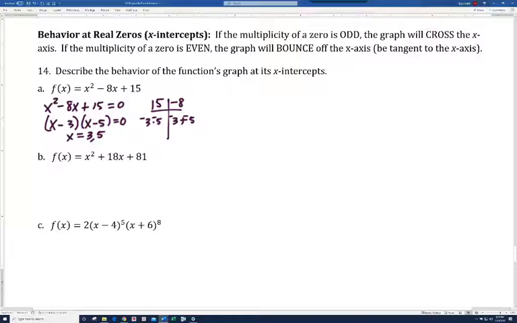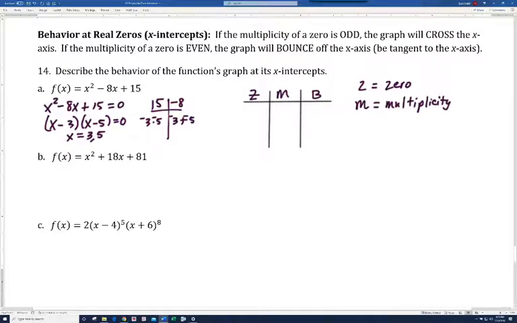So we're going to now make what I call a ZMB chart. Just let me tell you what each of these means. Z is for zero, M is for multiplicity, and B is for behavior. What's the behavior at the corresponding x-intercept?